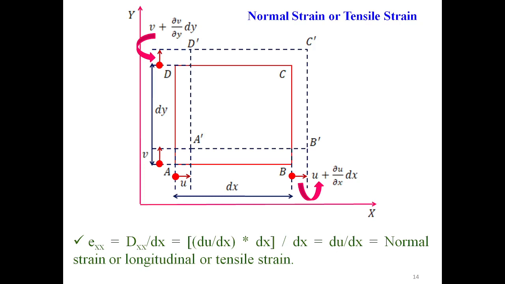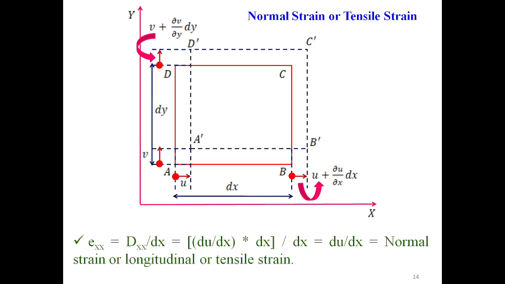At first, let's discuss the tensile strain with this figure. The figure shows the object under uniform deformation. Let's assume that the object undergoes infinitesimal strain in length. Before deformation, the plane position is A, B, C, D. After deformation, the position is changed to A prime, B prime, C prime and D prime. So, after deformation, displacement of A along the x-axis is U and along the y-axis is V. At the point B, after deformation, the displacement is U plus du by dx into dx. Similarly, at the point D, the displacement is V plus dv by dy into dy.